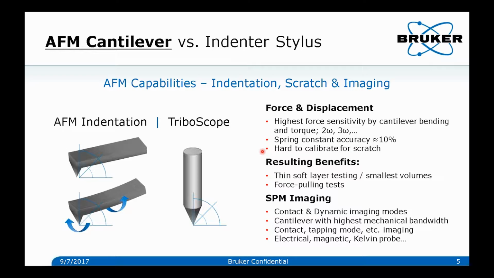Of course, you do have a lot more options as far as SPM imaging. The imaging will be far superior to what you can get with the TriboScope. So for topographical imaging, you have contact, dynamic modes, you have tapping modes, there's electrical, magnetic techniques, and the AFM tips are much sharper than what we have with the TriboScope system. So far superior for topographical imaging and very good for very small forces or soft materials or small volumes of materials.